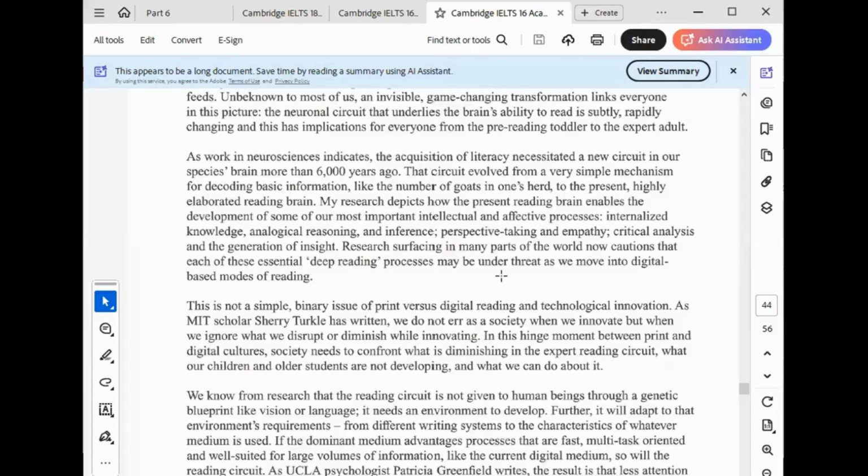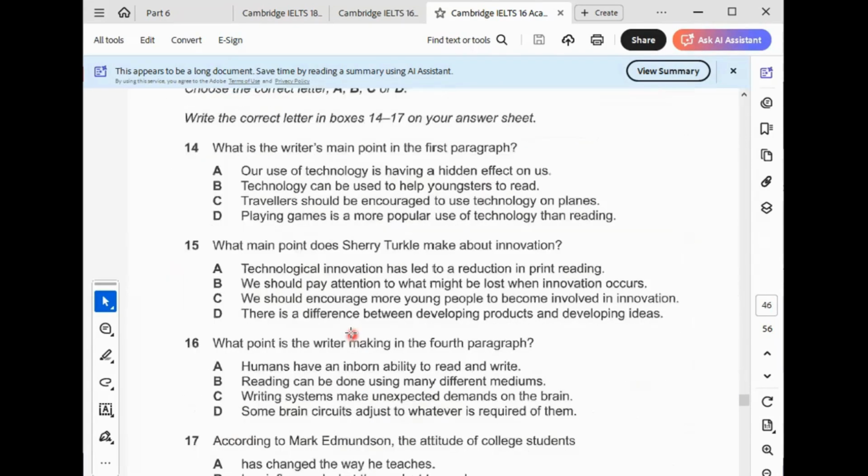So it says, in this hinge moment between print and digital cultures, society needs to confront what is diminishing in the expert reading circuit, what our children and older students are not developing. That's the second thing to confront. And number 3, what we can do about it. Okay, now before we check the options, what is the main point? Face the issues that have been affected. Don't ignore it. That's what this woman is saying. Don't ignore those things. Face them. Deal with them.